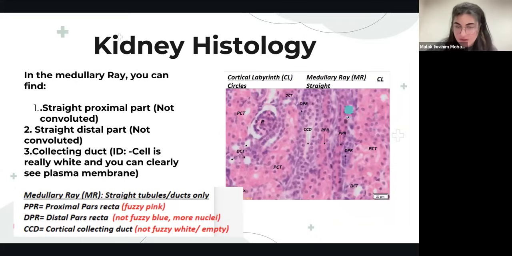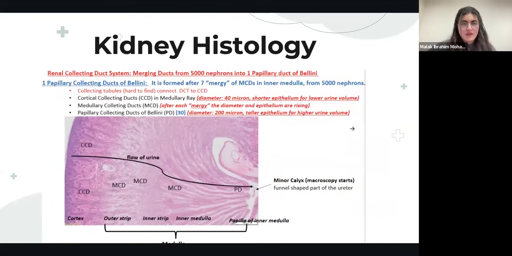So distal pars recta, and then you have the proximal pars recta, and then you have the cortical collecting duct, which is over here. It looks like a hole. It's just white and empty. It's the easiest one to identify. It's also a straight line, but instead of it being colored, it's just white and empty.